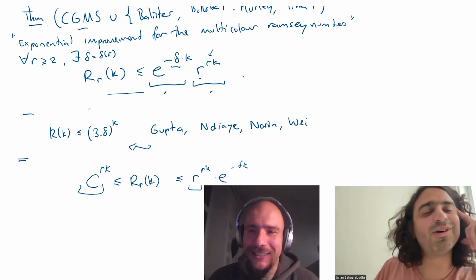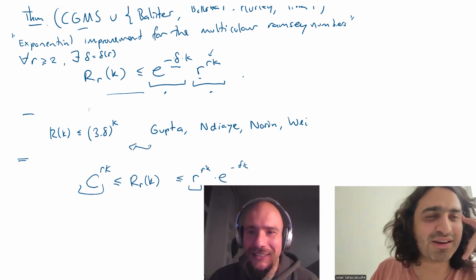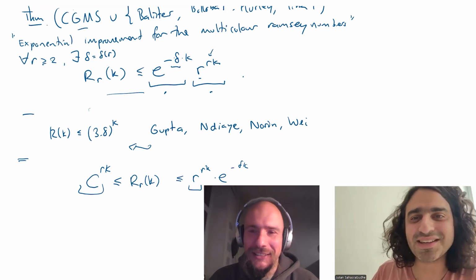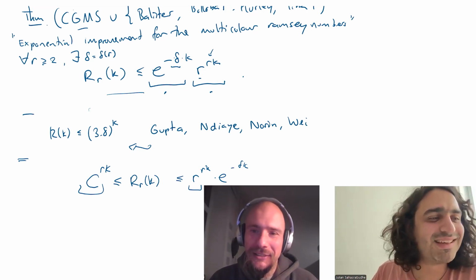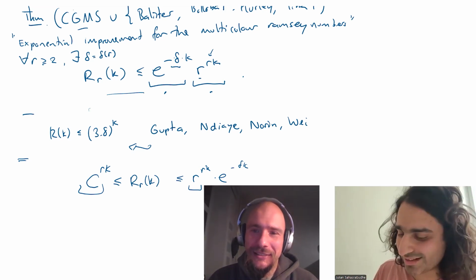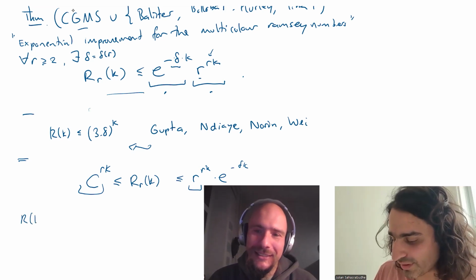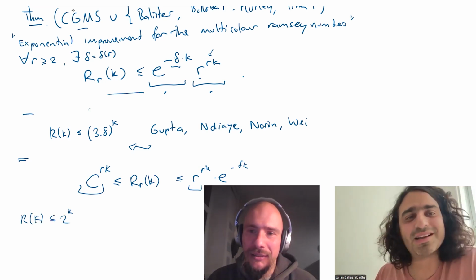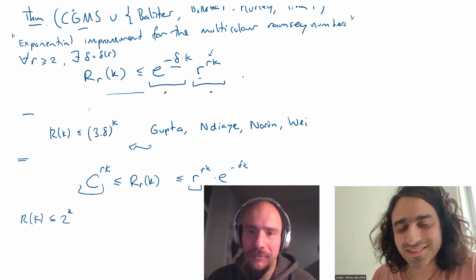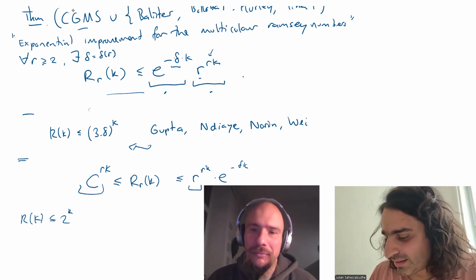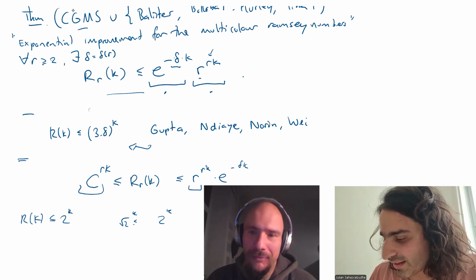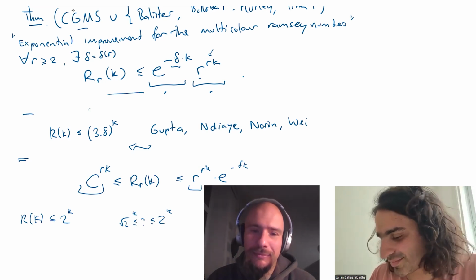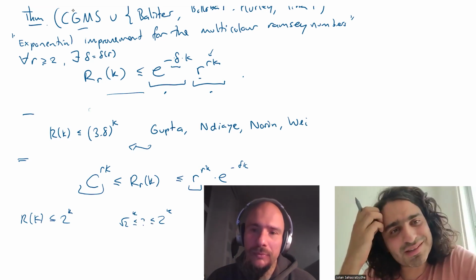I don't know. I used to walk around saying that it was square root 2, but just out of complete naivety. It seems like proving that r of k is at most 2 to the k is a conceivable thing to do. Between 2 to the k and root 2 to the k, this seems to be quite confusing to me.